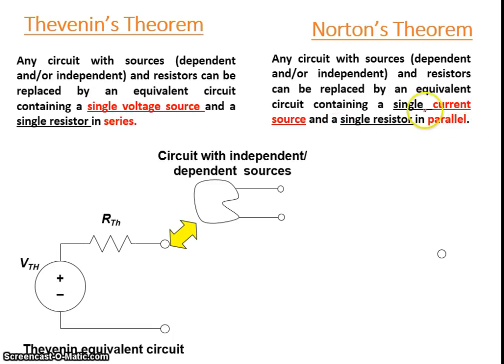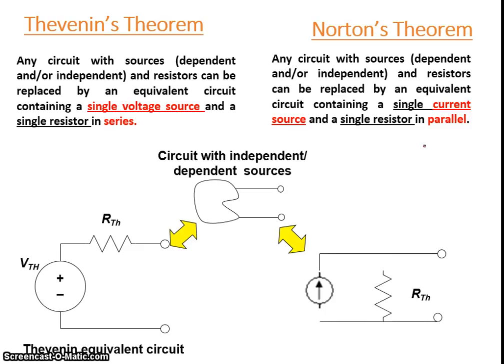So the highlighted words are the main difference between Thevenin's theorem and Norton's theorem. In Thevenin's theorem, the equivalent circuit represents a voltage source in series with a resistance, whereas in Norton's theorem, the equivalent circuit representation is a current source in parallel with a single resistor. So a Norton circuit can be represented as an equivalent current source in parallel with the equivalent resistance.